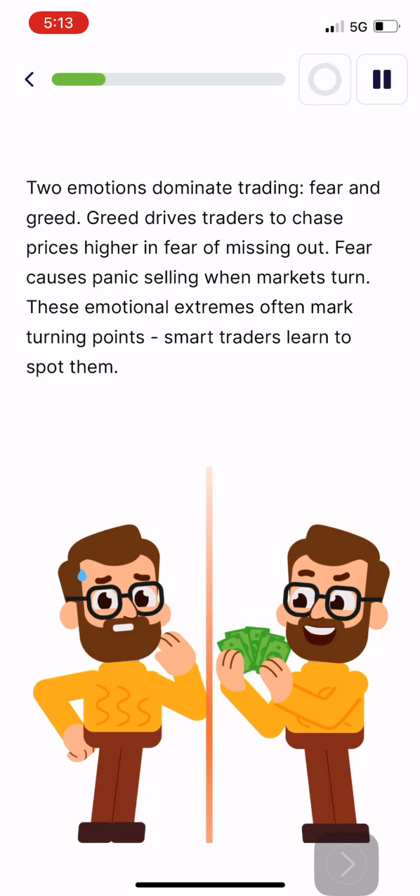Two emotions dominate trading: fear and greed. Greed drives traders to chase prices higher in fear of missing out. Fear causes panic selling when markets turn. These emotional extremes often mark turning points. Smart traders learn to spot them.